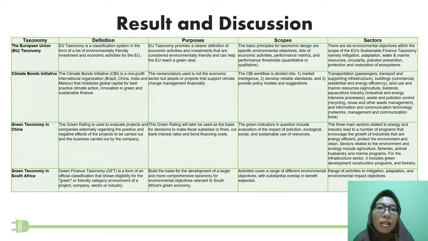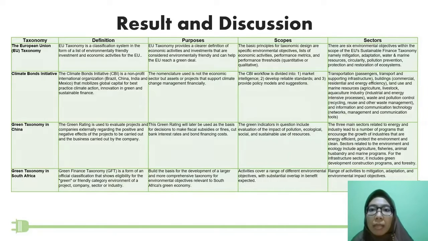EU taxonomy is a classification system in the form of a list environmentally friendly investment and economic activities for the EU. The purposes EU taxonomy provides a clearer definition of economic activities and investment that are considered environmentally friendly and can help the EU reach a Green Deal.